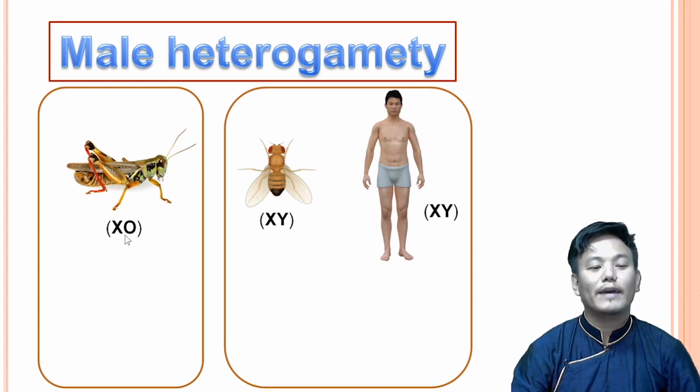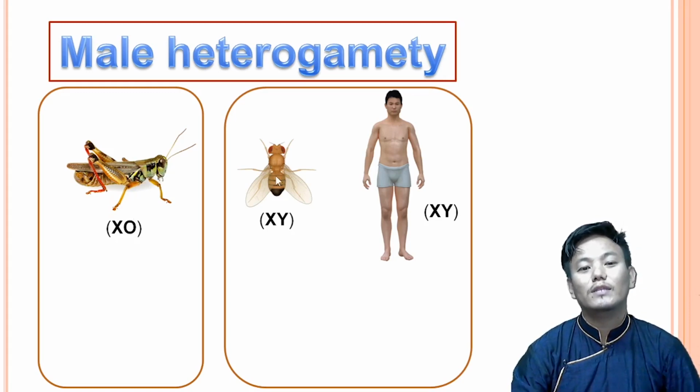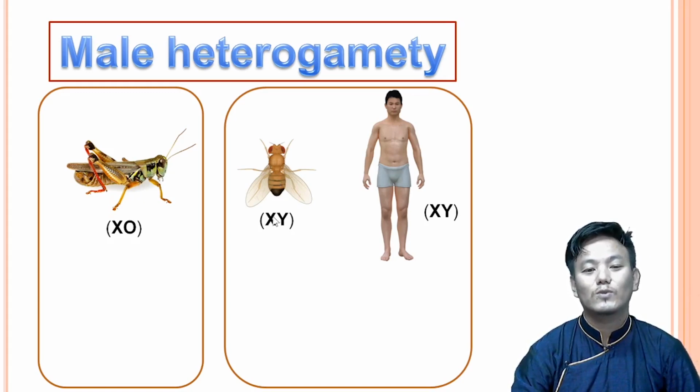In grasshopper, we have XO type of sex determination. In Drosophila, we have XY type of sex determination. The male grasshoppers will have only one X chromosome. There will be no other sex chromosome along with that lone X chromosome. In Drosophila and in human beings, we have one X chromosome plus one Y chromosome as sex chromosomes.